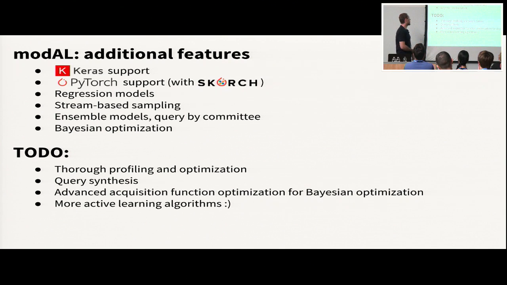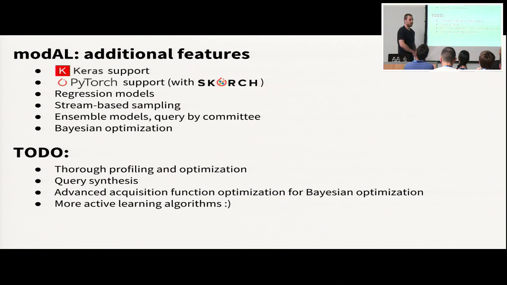And what to do in the future is I would like to optimize the code thoroughly, and I have actually learned quite a lot during the tutorials yesterday and the day before, so I'm going to employ these strategies in this point. I would also like to implement query synthesis, which is similar to a GAN. You actually don't have unlabeled data, but you generate unlabeled data from what your classifier thinks about the hypothesis space. And it can also do Bayesian optimization. I don't know if you have heard about Bayesian optimization, but basically it's an optimization method for functions which are very expensive to evaluate.